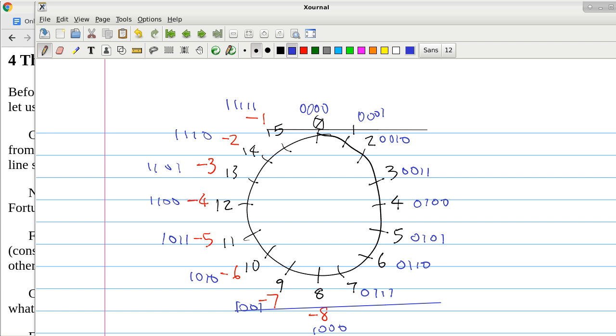For 15? Oh, you're right. It's got 5 ones. Nope, it only needs 4. So erase this. Thank you.